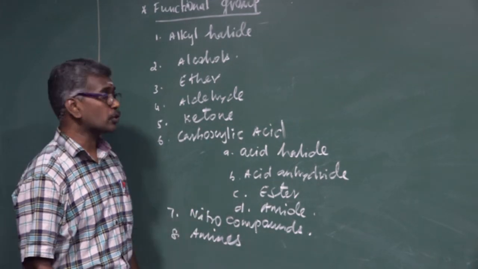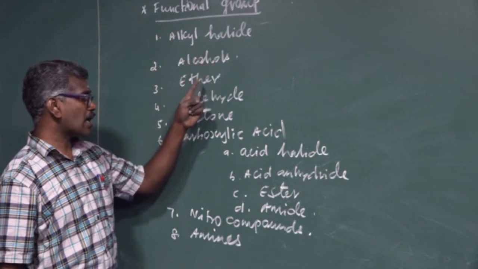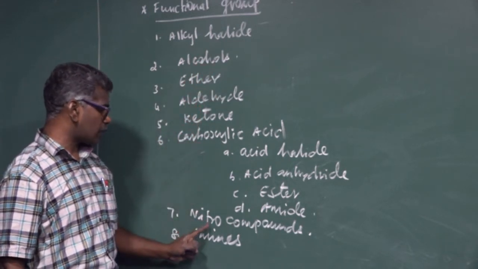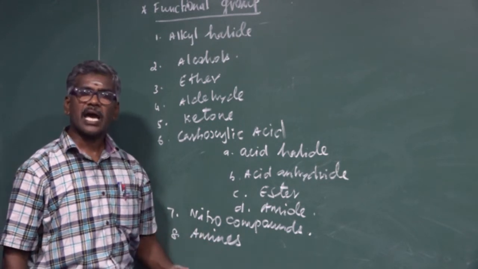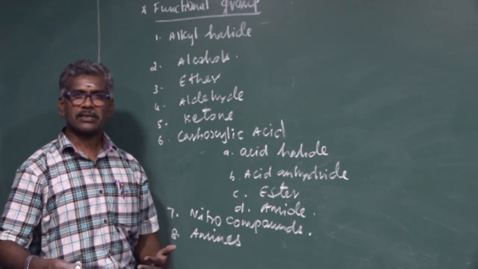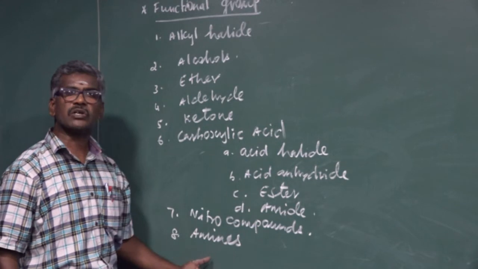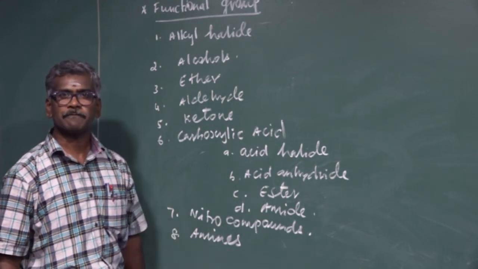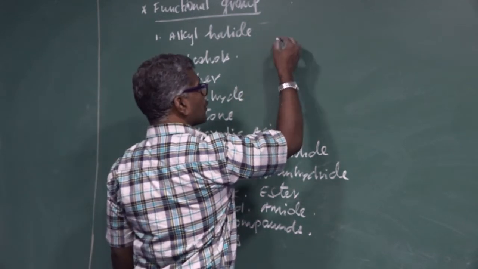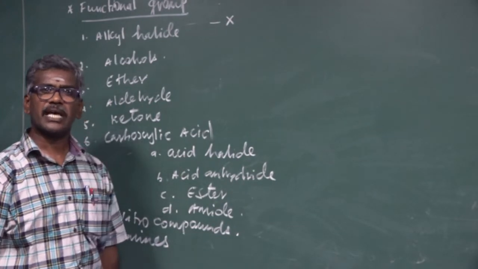Among the 30 functional groups, these are the important ones: alkyl halide, alcohols, ether, aldehyde, ketone, carboxylic acid, nitro compounds, amine, alkane, alkene, alkyne, cyanide, isocyanide, imine, like the total 30 functional groups. These are the very important functional groups, which may be asked in NEET. First one is alkyl halide. What is the functional group of alkyl halide? That is X. X is nothing but halogen.